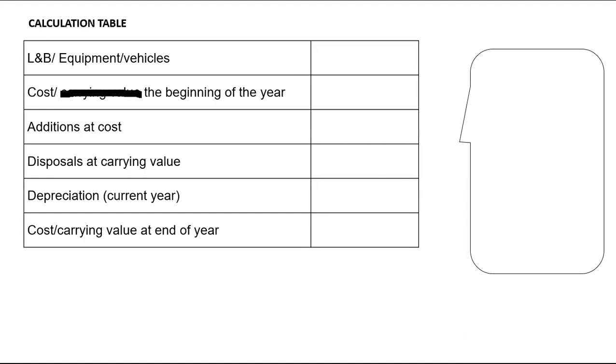Additions will be at cost. Disposals will be at cost. So they must tell you what the cost of the item that was sold. So disposal must also be at cost, that is if you were given cost price. Okay, disposal must be at cost.